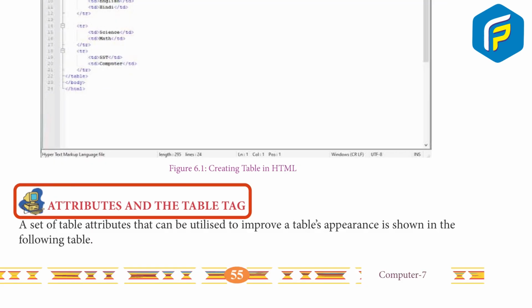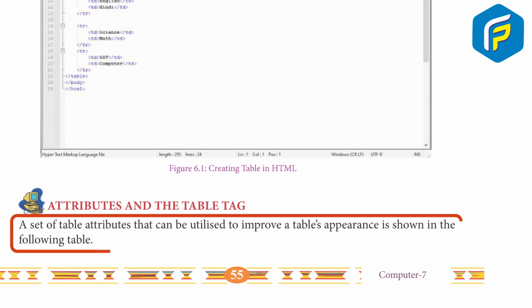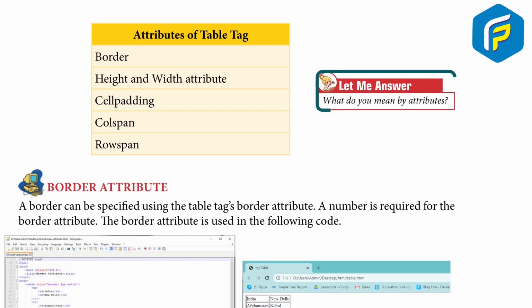Attributes of the table tag. A set of table attributes that can be utilized to improve a table's appearance is shown in the following table. Let me answer. What do you mean by attributes? Attributes of the table tag: border, height and width attribute, cell padding, colspan, rowspan.